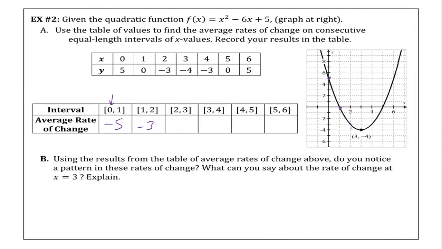All right, now we're going from 2 to 3. It's decreasing by -1. We're going from 3 to 4, increasing by +1. From 4 to 5, we're increasing by +3. And then from 5 to 6, we're going up 5 and over 1, and that's 5. Those are the average rates of change at those specific intervals. Does that make sense?